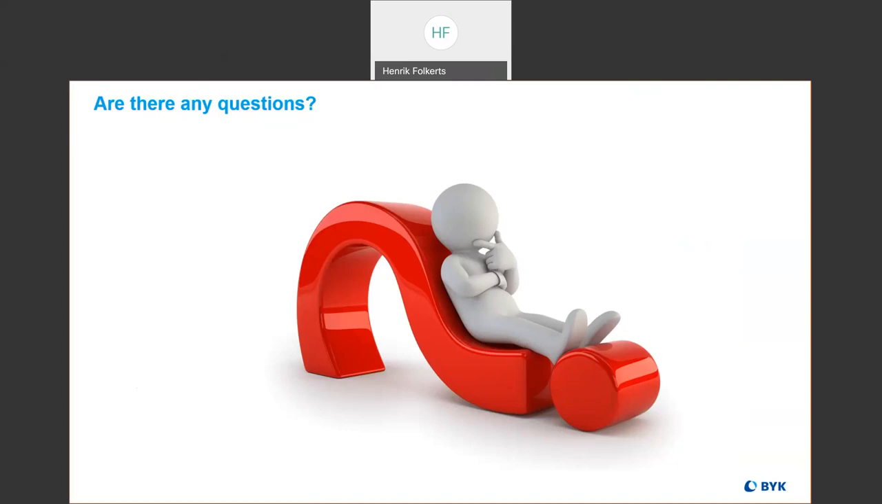Then we have a question about the pencil tester. How can we compare pencil results with Duro test results? Yeah, this is not possible. All of these different methods cannot be compared in the results.